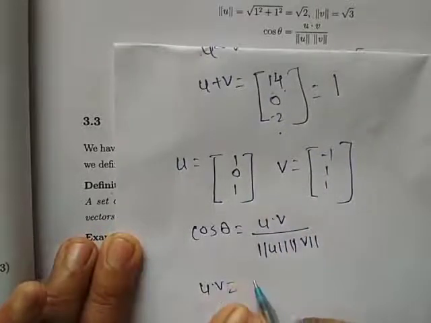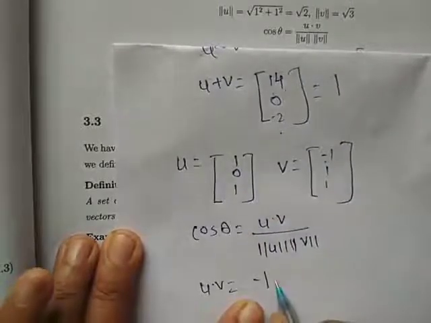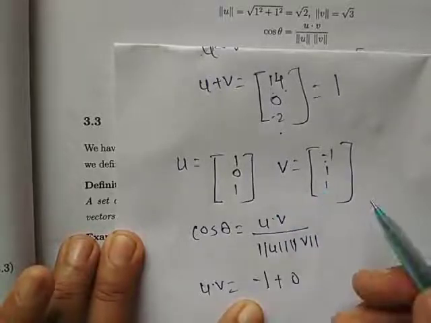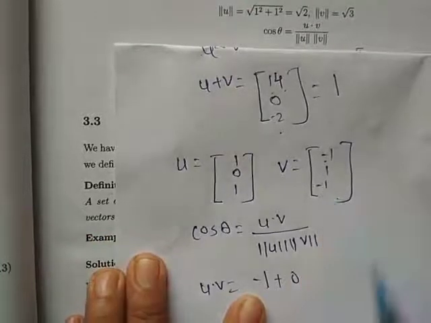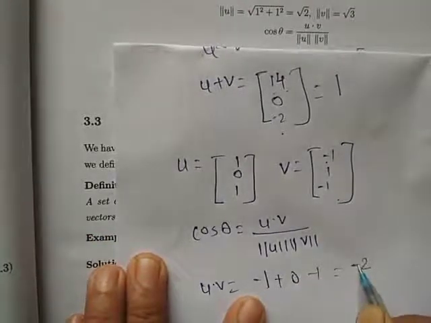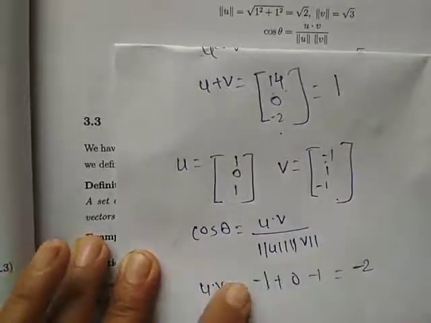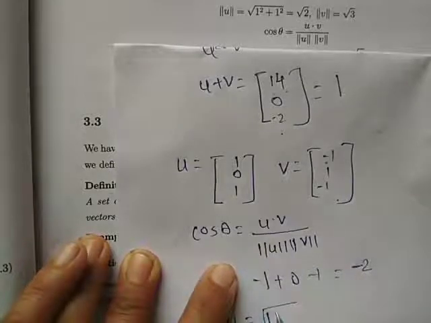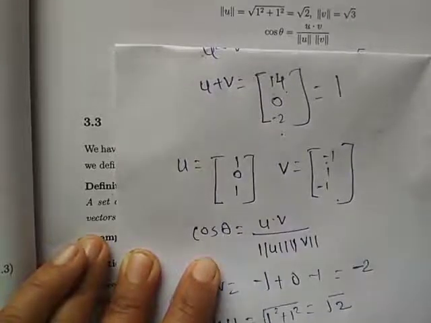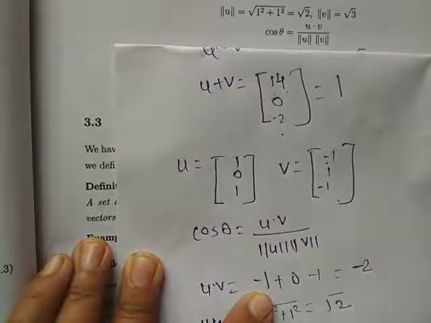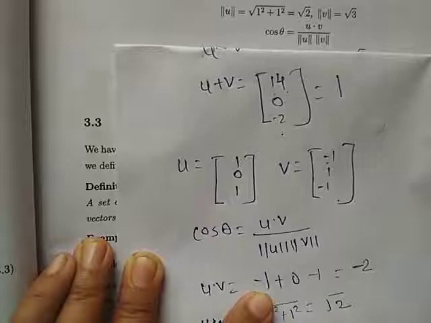u dot v is 1 minus 1, which is minus 1, plus 0, and then minus 1. Sorry, here it is minus 1. So u dot v is minus 2. Now calculate norm u. Norm u is equal to under root of 1 square plus 1 square, it is under root of 2. Norm of v is equal to under root of minus 1 square plus 1 square plus minus 1 square. It is root of 3.